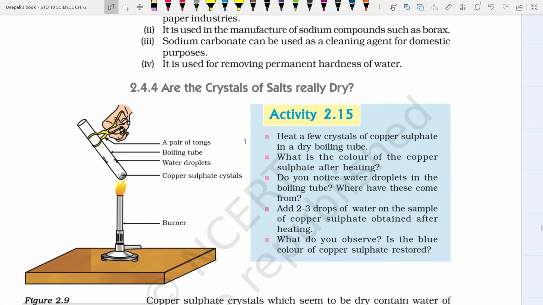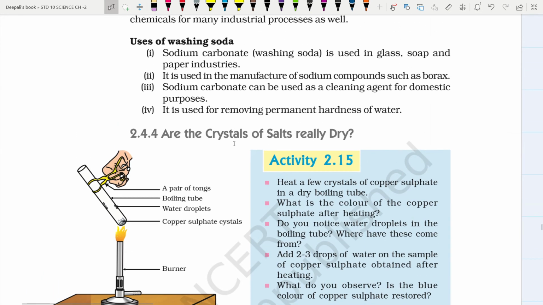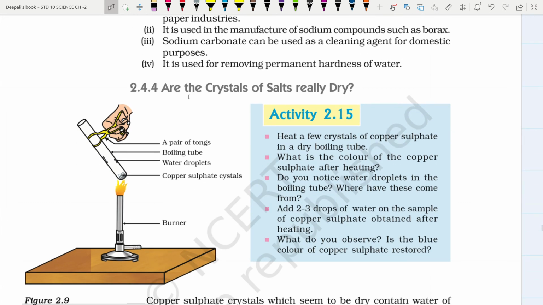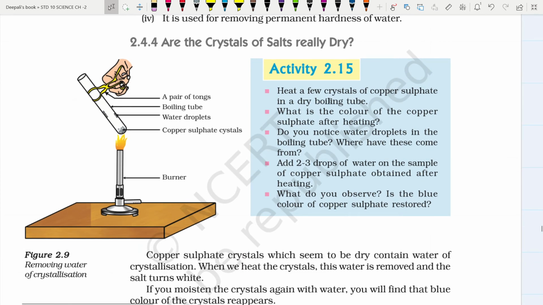Now let us see what the water molecule which is attached to the washing soda molecule signifies. Are the crystals of salt really dry? Heat a few crystals of copper sulfate in a dry boiling tube. What is the color of copper sulfate after heating? It will almost turn white.